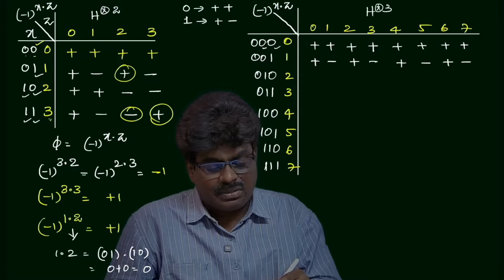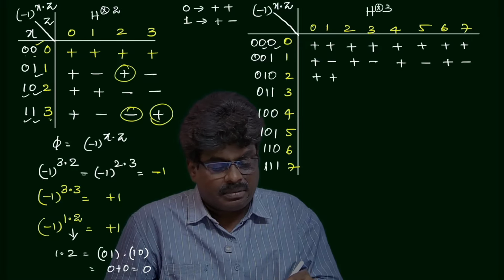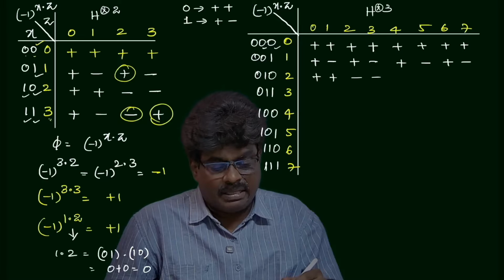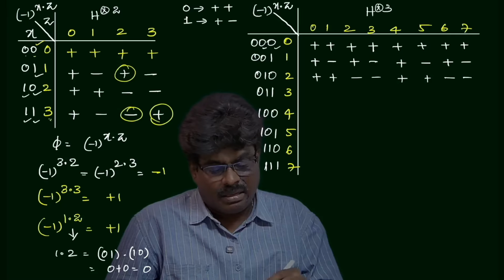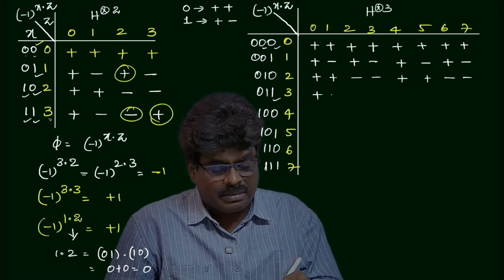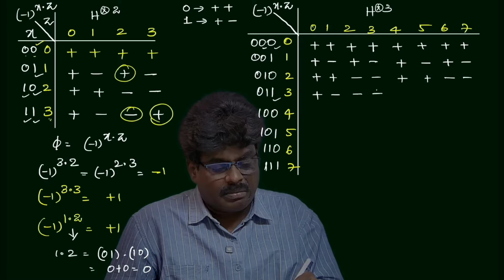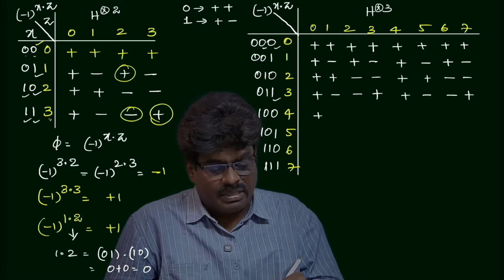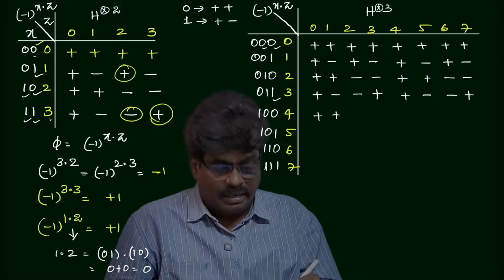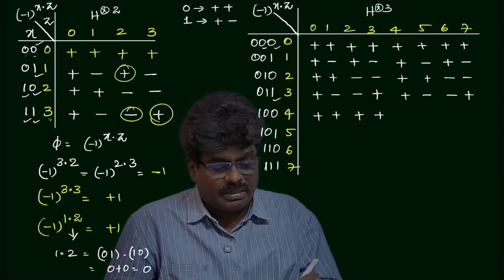Okay, next one: 0 plus plus, 1 came, minus minus, again 0 plus plus, minus minus. Next here: 1 plus minus, 1 minus plus, 0 plus minus minus plus. Here 0 is there, plus plus. Again 0 came, plus plus.